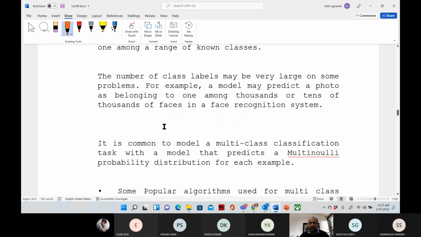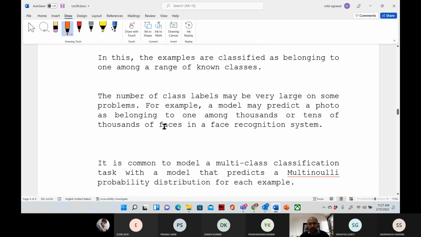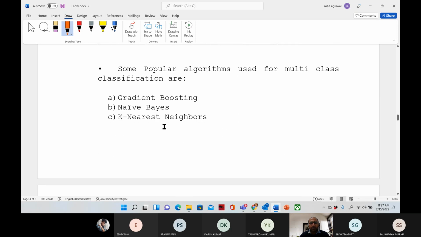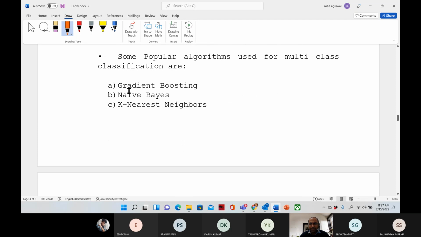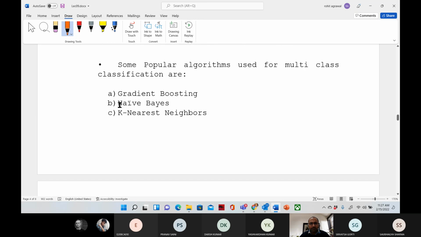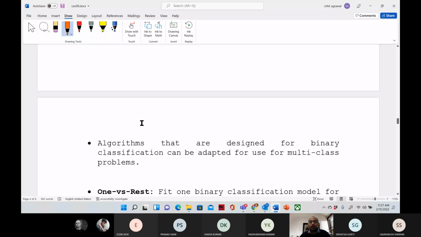Examples like handwritten digits, we can have some face recognition data, or we can have plant species data. So these are all multi-class classification. Now some popular algorithms for multi-class classification are gradient boosting, naive Bayes, and k nearest neighbor. Now the question is how we will model a multi-class classification problem.